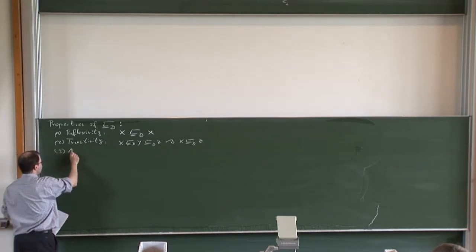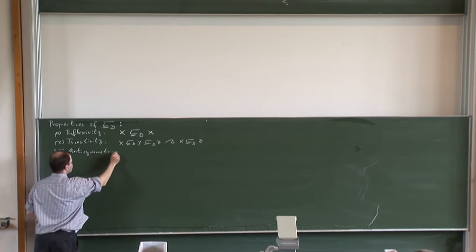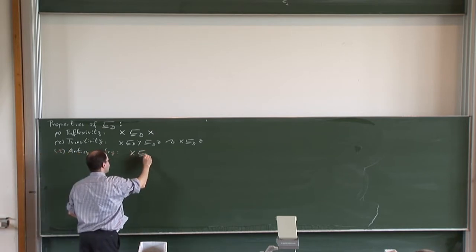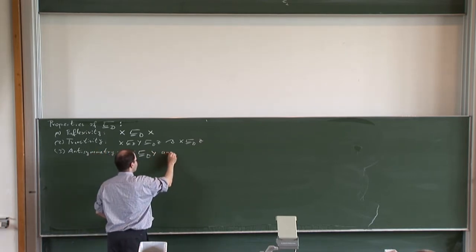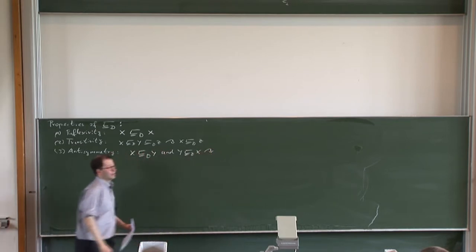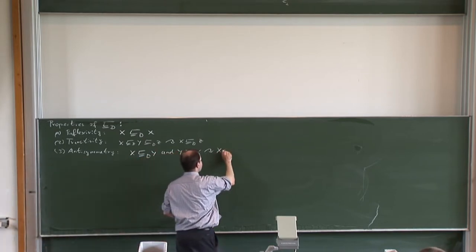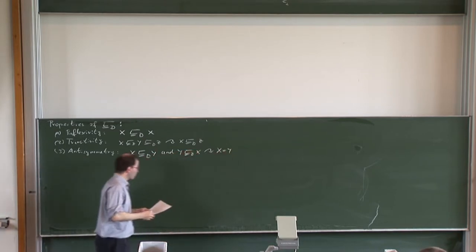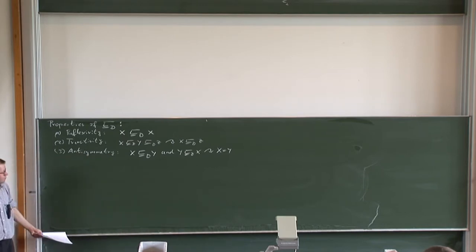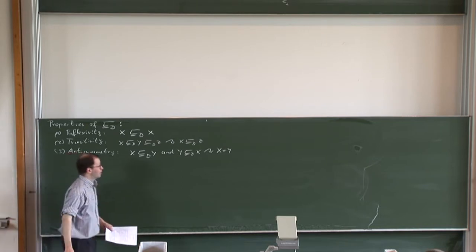And the third property is called antisymmetry. Antisymmetry means if x is less defined or equal than y, and y is less defined or equal than x, then this means x and y are equal. So, if x and y are not equal, then it can't be that x is less defined than y and y is less defined than x. That's not possible. So the only way that this can hold is if x and y are equal.